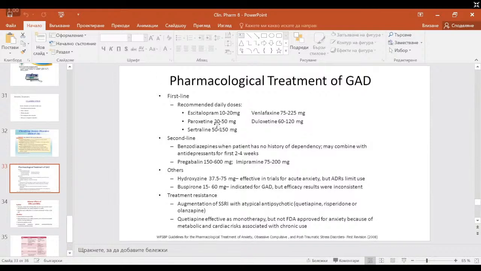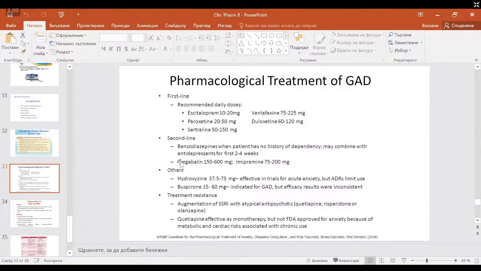Another drug class as a second line are actually pregabalin, so some anxiolytics, or also TCAs like imipramine can be used as a second-line treatment of GAD. And as you remember, pregabalin and imipramine can also be used in the treatment of pain, especially of chronic pain.